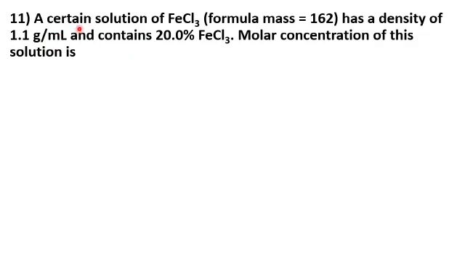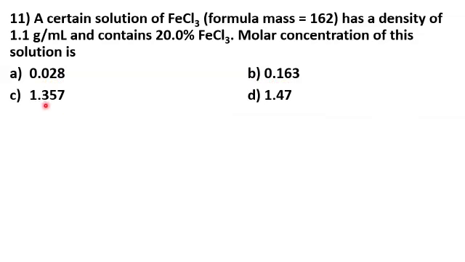Question number 11. A certain solution of FeCl3, formula mass equal to 162, has a density of 1.1 gram per ml and contains 20% of FeCl3. The molar concentration of this solution is dash. Option A 0.028, option B 0.163, option C 1.357, option D 1.47.